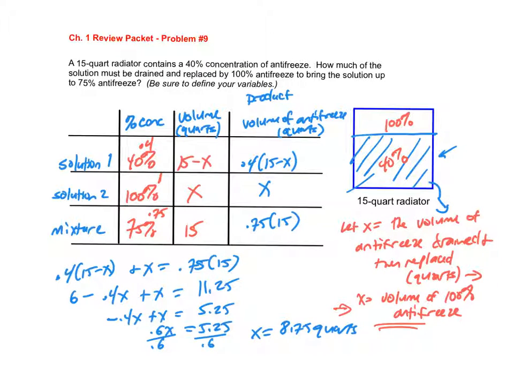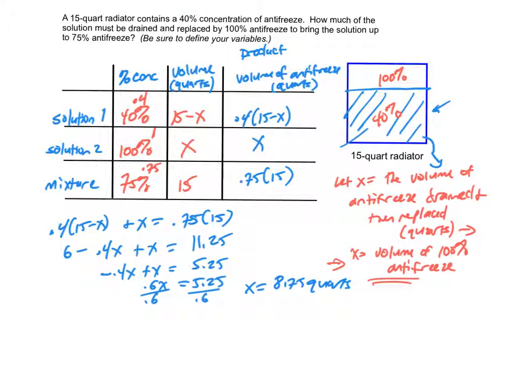So to finish this up, we should probably write a sentence. The result is that we should drain and replace 8.75 quarts.